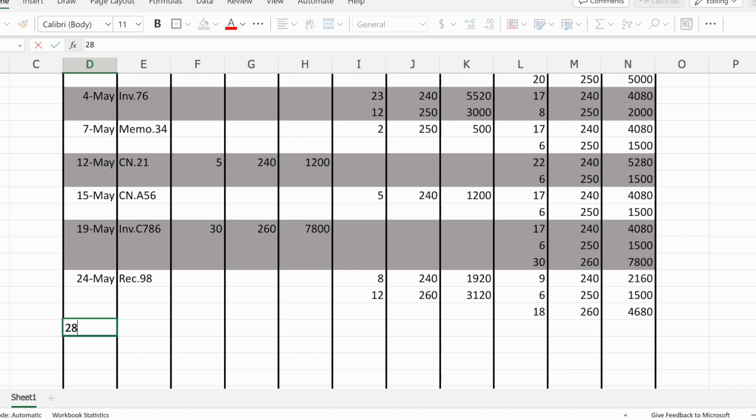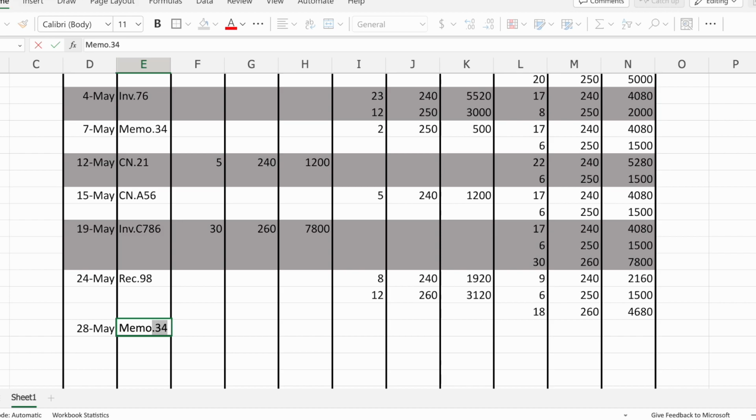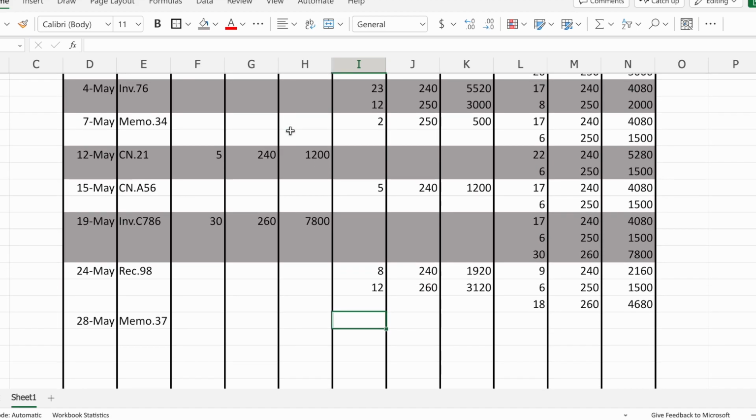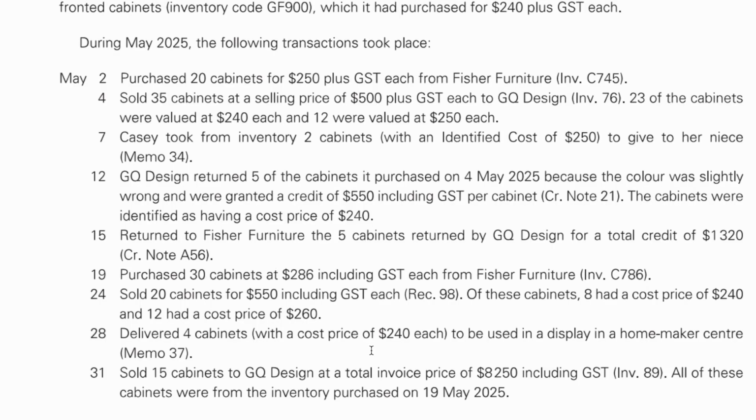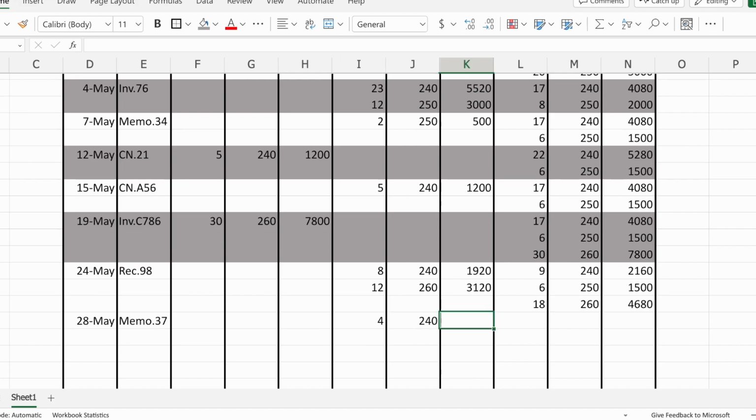So on the 28th of May, what was it again? It was a memo because it's an inventory loss. So it's a memo 37. All right. Now there's 4 coming out of the business because we are losing 4. So it's 4 cabinets, $240. So it's going out of the business. So there's 960 left, $960, which is the total value.